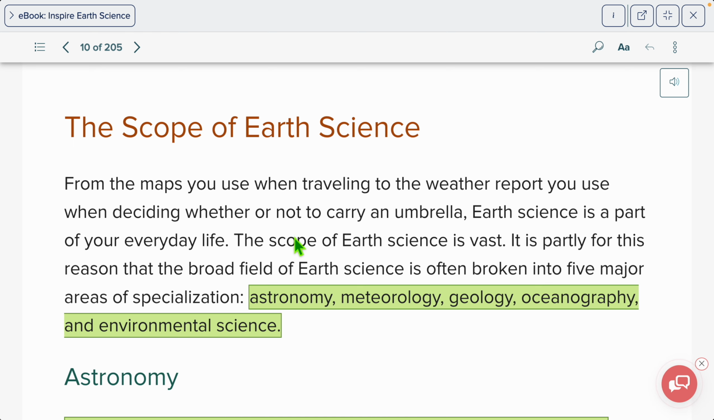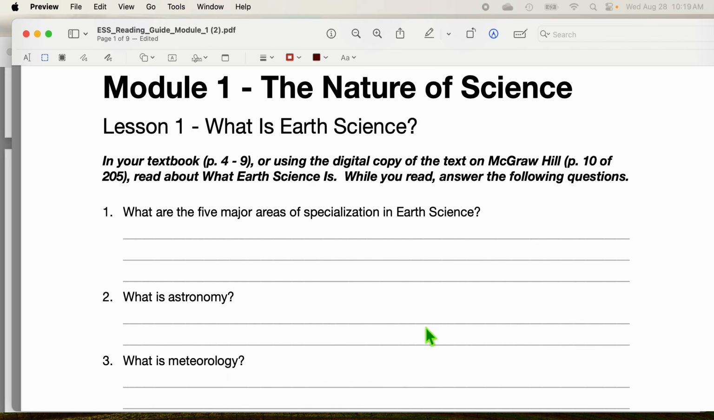From the maps you use when traveling to the weather reports you use when deciding whether or not to carry an umbrella, earth science is a part of your everyday life. The scope of earth science is vast. It is partly for this reason that the broad field of earth science is often broken into five major areas of specialization: astronomy, meteorology, geology, oceanography, and environmental science. So, those are your five major branches.